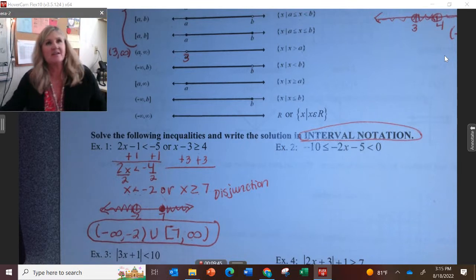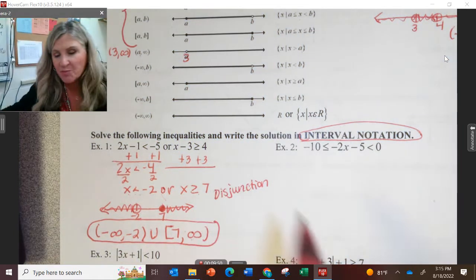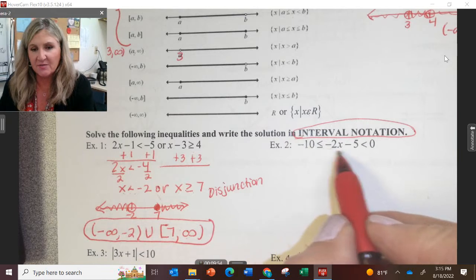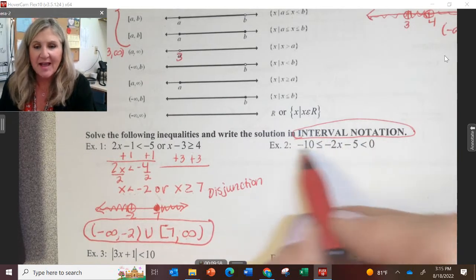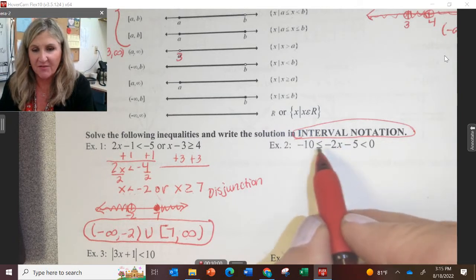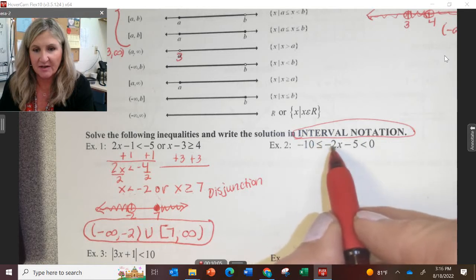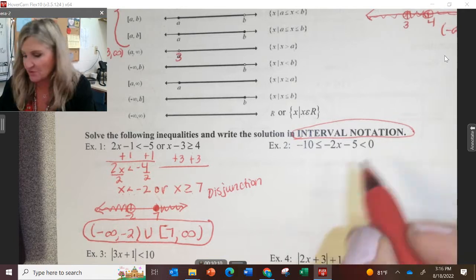All right, so looking at the next problem, we want to solve this one for x. And in this problem, we actually have 3 parts to it. We've got the left, we have the middle, and we have the right. So left, middle, right. We have to get x by itself. You're just thinking of it as an equal sign. Less thans and greater thans, you just treat them like equal signs.